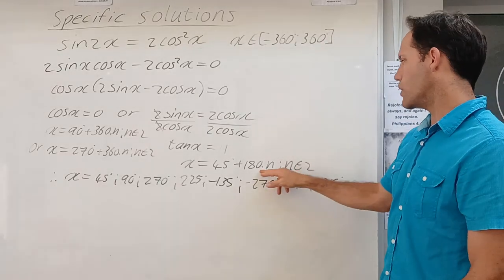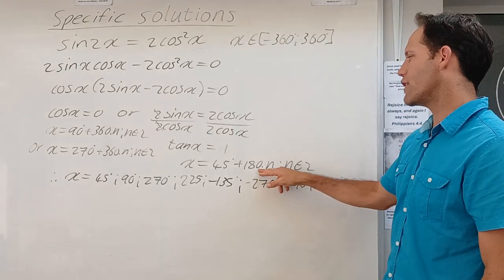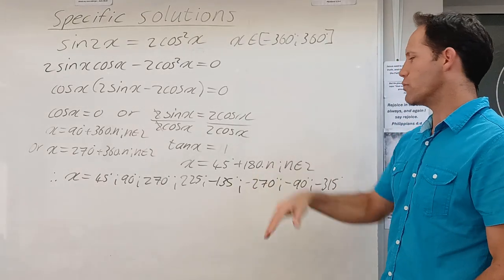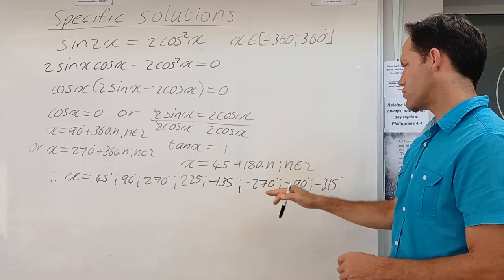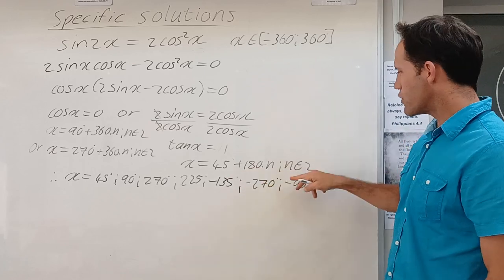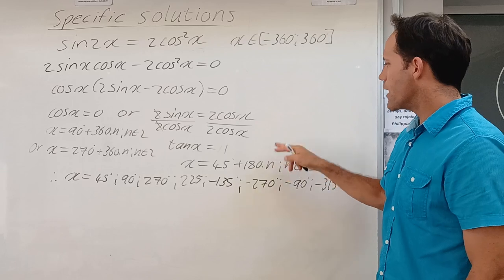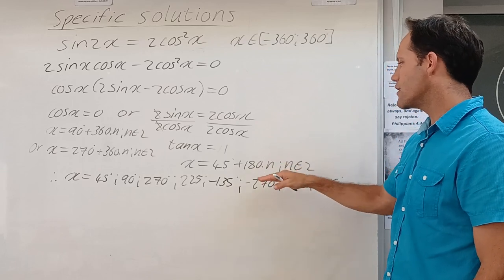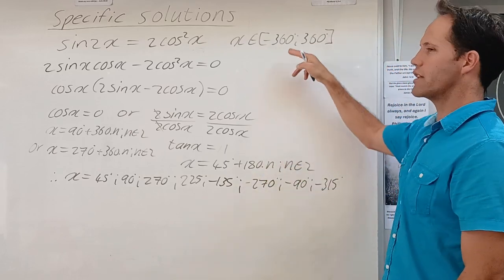So negative 2 worked for this one, but then obviously negative 3 won't work. Then it's going to be too small. So then you've got all your specific solutions, which is quite a lot, but you have to keep on substituting 1, 2, negative 1, negative 2, 0 until you're past the restriction, and then you stop.